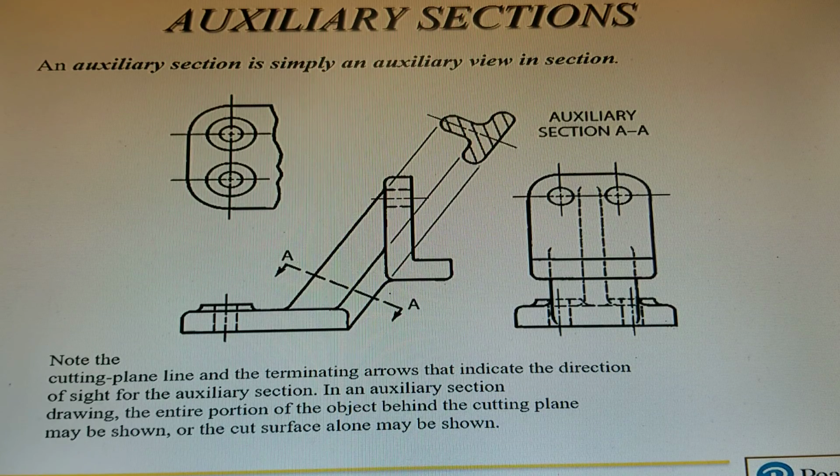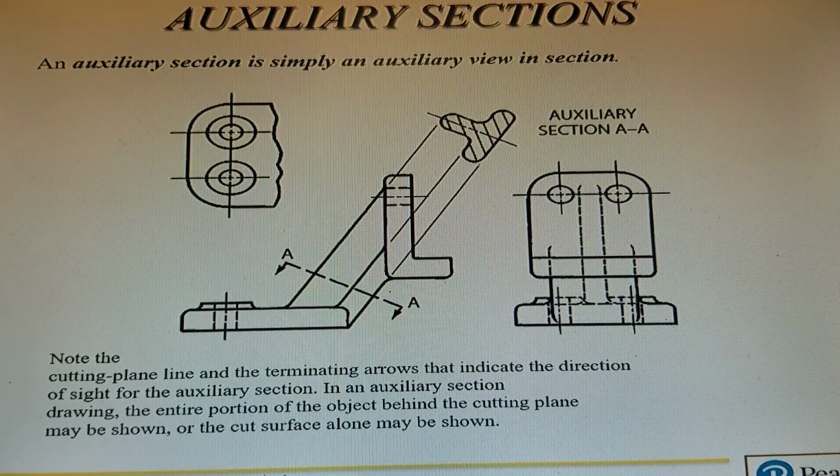Auxiliary sections. An auxiliary section is simply an auxiliary view and section. Note the cutting plane line and the terminating arrows that indicate the direction of sight for the auxiliary section. In the auxiliary section drawing, the entire portion of the object behind the cutting plane may be shown, or the cut surface alone may be shown.